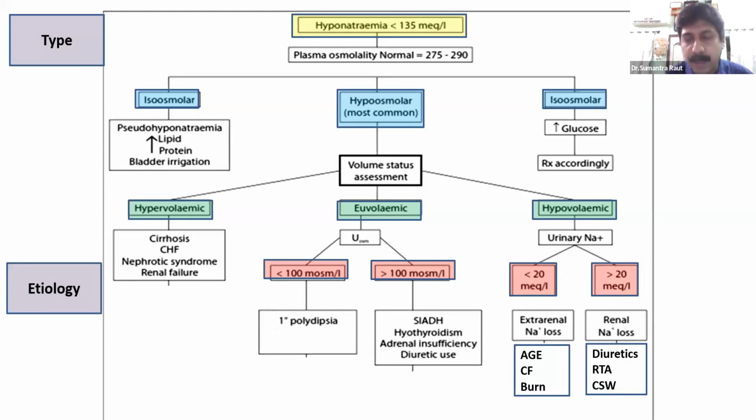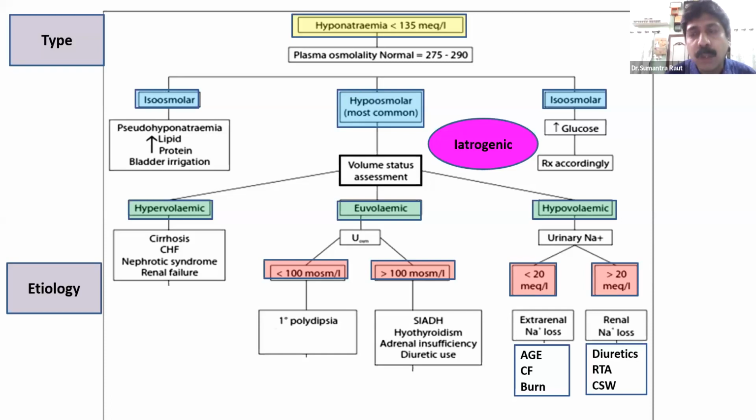So that's why we need three parameters: one is blood osmolarity, one is urine osmolarity, and another is urine sodium. Many a time these three are not readily available in our ward, so we need to give some other clinical impression also. But having said so, the most common scenario of hyponatremia in our day-to-day work practice is iatrogenic.